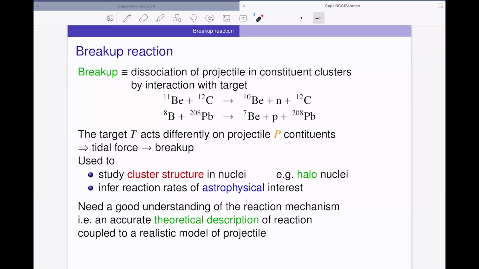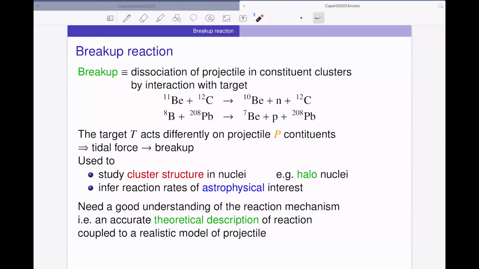And so I will look mostly at this as a way to study the cluster structure, and tomorrow we'll go more into the details about what can actually be inferred from such measurements. But it's also used to infer rates of reactions of astrophysical interest, especially the boron-8 case, which has been used a lot to try to infer a radiative capture cross section. But in order to do that, you really need to understand what's going on.